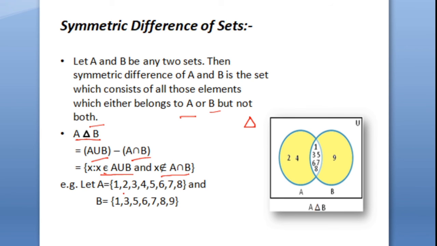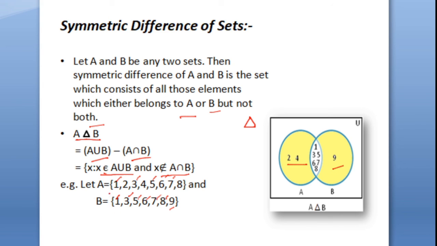Here I have taken one example: A as 1, 2, 3, 4, 5, 6, 7, 8 and B as 1, 3, 5, 6, 7, 8, 9. Here if we draw a Venn diagram, we can see these are 1, 3, then 5, 6, 7, 8. These are common elements of A and B. That means we need to write in the intersection part 1, 3, 5, 6, 7, 8, and the rest of the elements of A, that is 2, 4, we will write here, and the rest of the elements of B is only 9, we will write here.